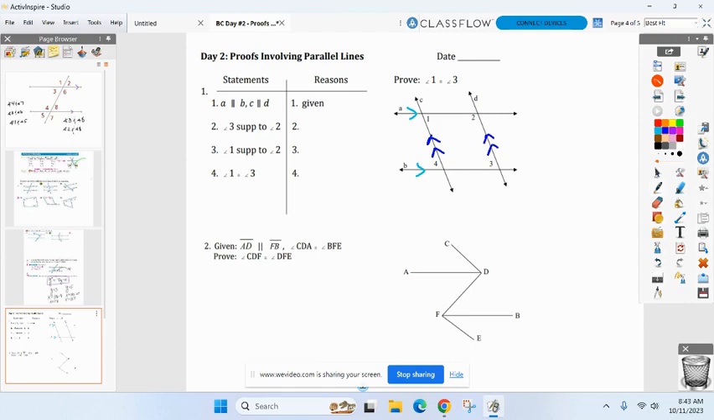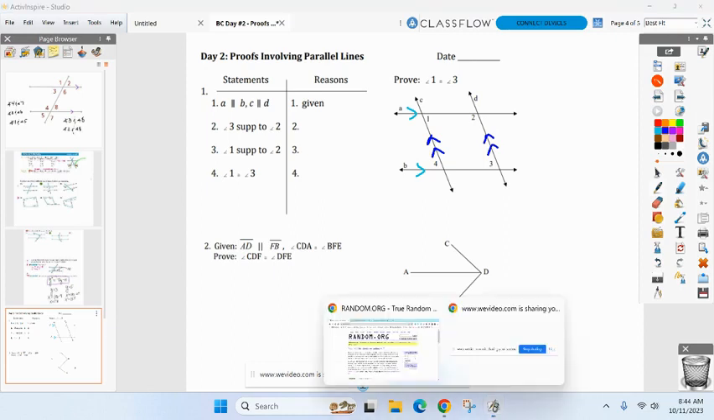All right, here we go. First statement: angle 3 is supplementary to angle 2. Look at those angles in the diagram, 3 and 2. Can you name what type of angles those are from yesterday? Look where they are. Start thinking interior, exterior, alternate, same side. What type of angles are 3 and 2 here from yesterday? You got this.